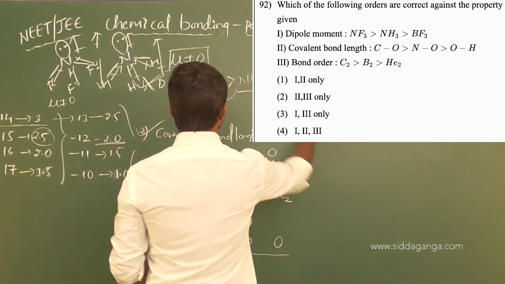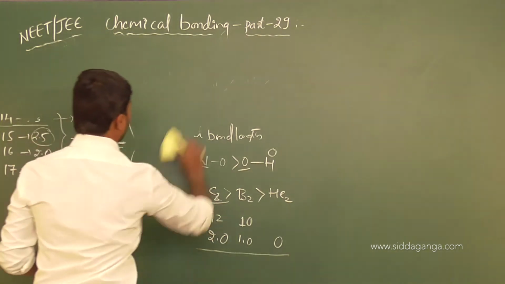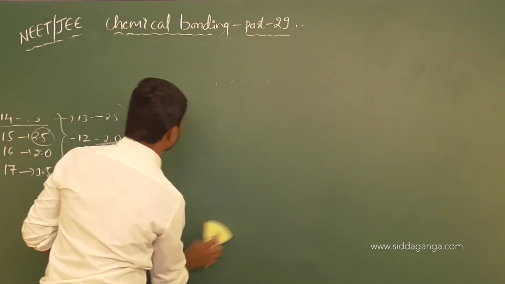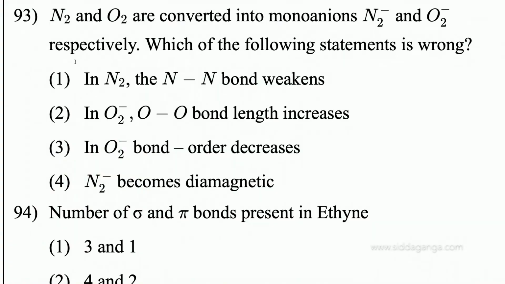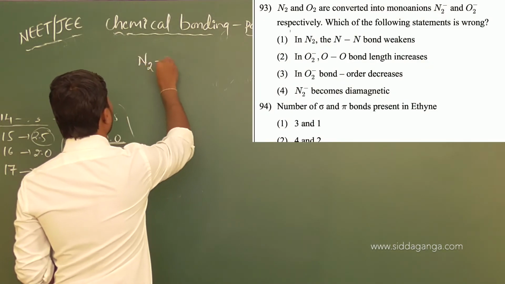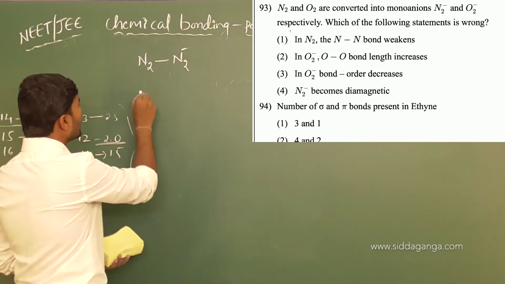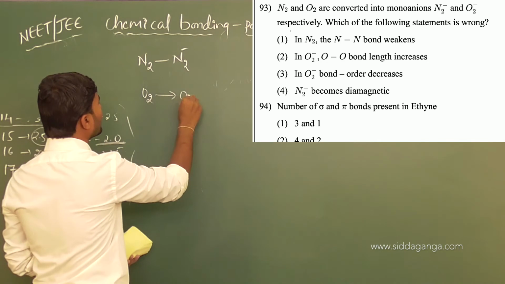Next, the next one. N2 and O2 are converted into monoanions like N2 minus and O2 minus respectively. Which of the following statements is wrong? Here they have given that N2 is converted into N2 minus and O2 is converted into O2 minus.